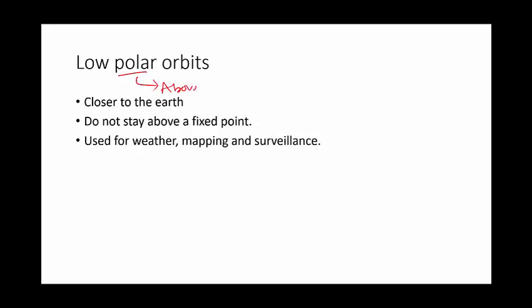Low polar orbits are closer to the Earth, like they're low. So we've talked about the need for that to be closer to the Earth. That's a faster orbit. They don't stay above a fixed point. And they're used for things like weather, mapping, espionage. I like the word espionage, it's better than surveillance. Okay, when I say that it's above the poles, it's basically orbiting around between the North Pole and the South Pole.